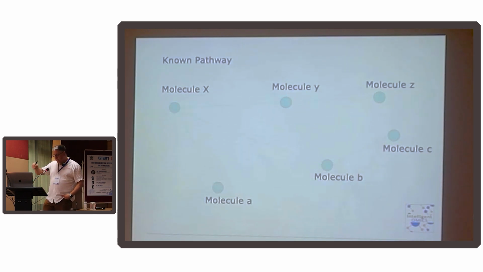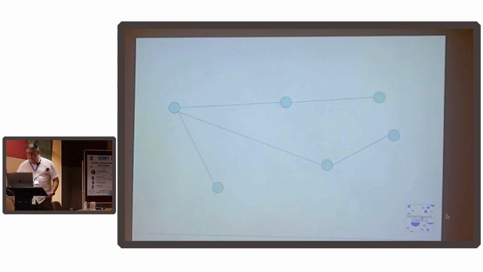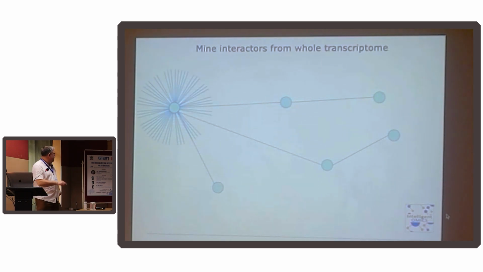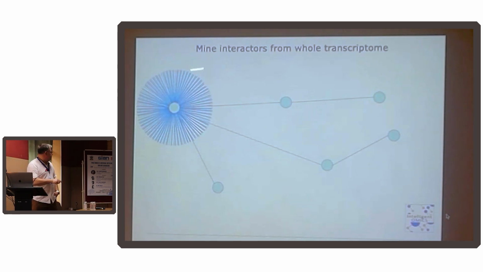What we can do then is start to mine the interactors for each one of these members of the pathway using this approach of looking at distribution curves. We can mine the whole transcriptome to see what things strongly predict that target in that condition. So we can start doing this mining for a breast cancer data set. So we find the interactors of molecule A or X.